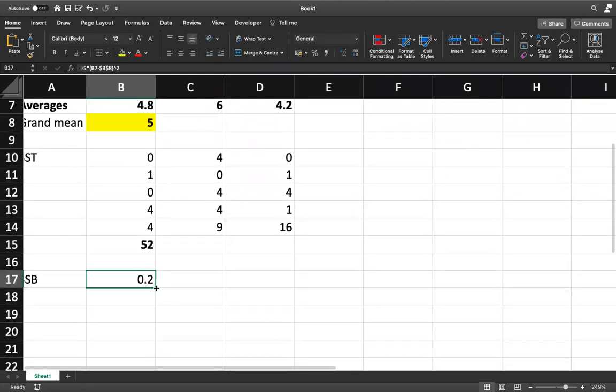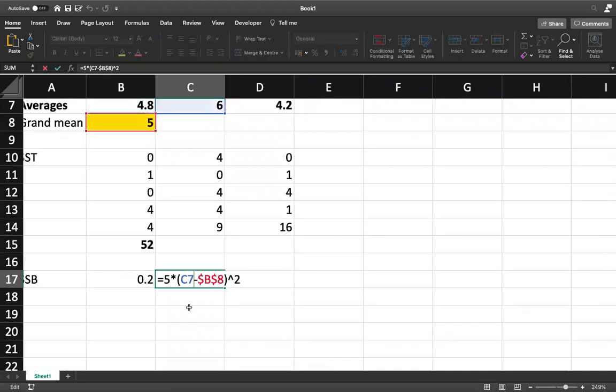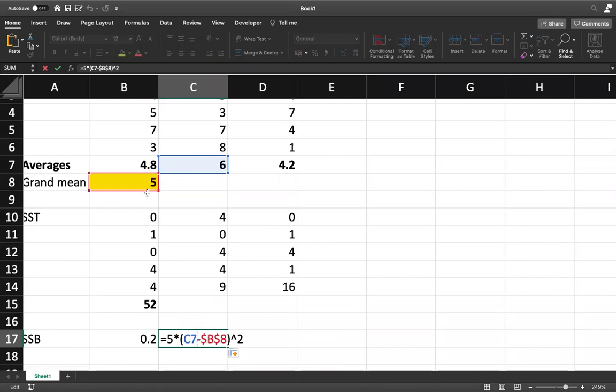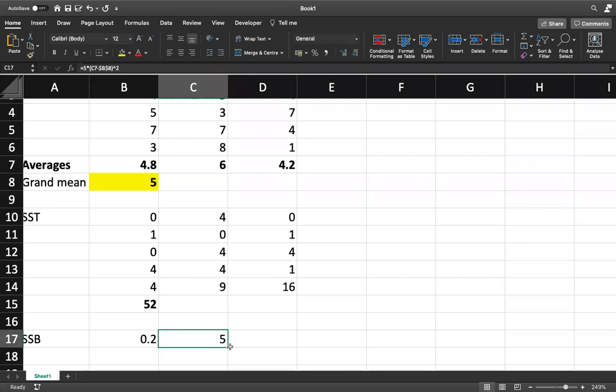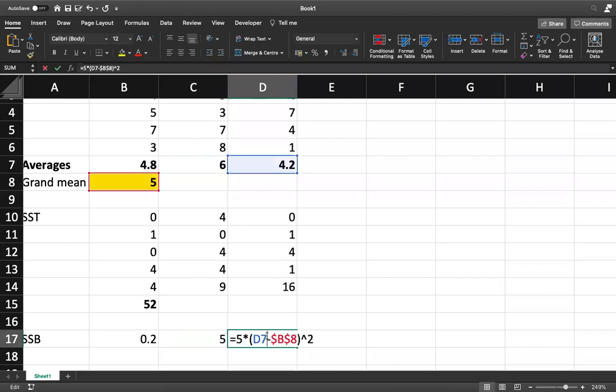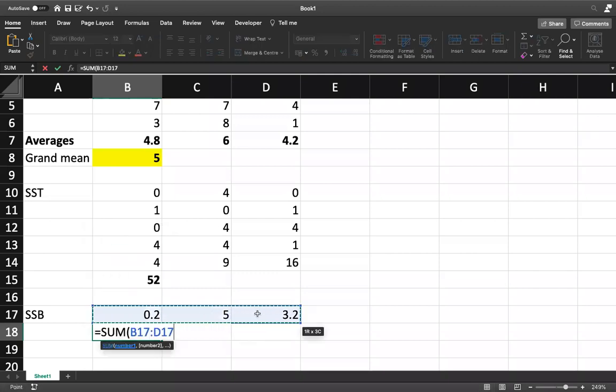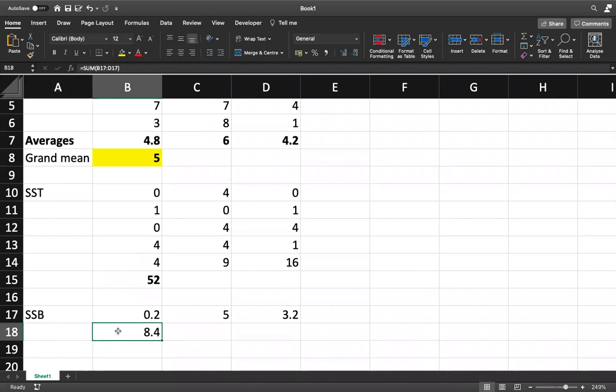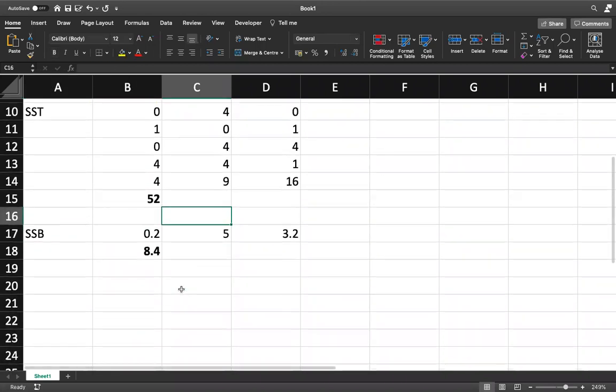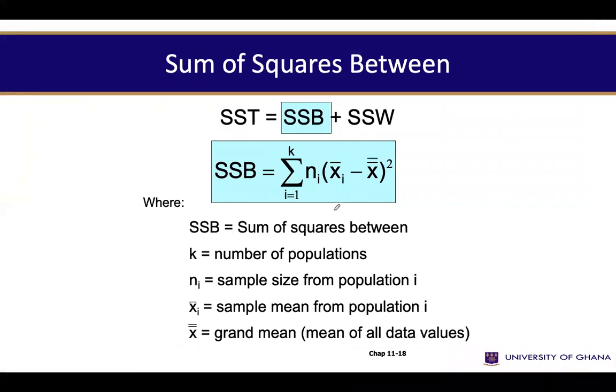Then we do the same for the second one. You see, this minus that, all squared, then you multiply by 5. Then we do the same for the third group also. We have 4.2 minus 5, then times 5. Of course, the deviation is squared. Now, if you put them together, what do you get? You get the expression for the SSB, which is given as 8.4.